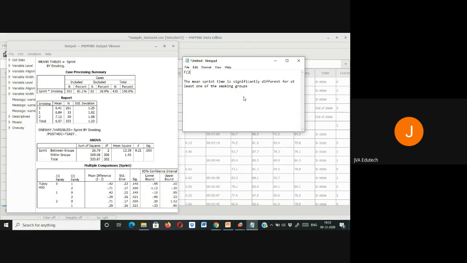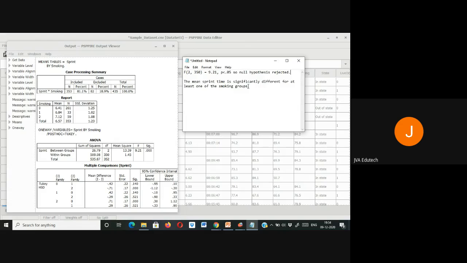F with degrees of freedom 2, 350 is equal to 9.21. Here the value of P is less than 0.05. So the null hypothesis is rejected, which means that the mean sprint time is significantly different for at least one of the smoking groups.